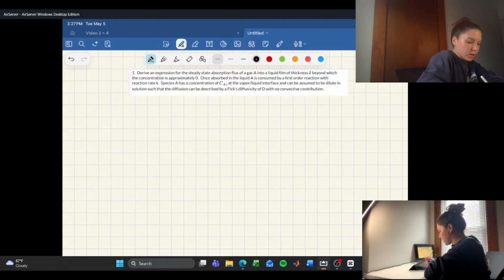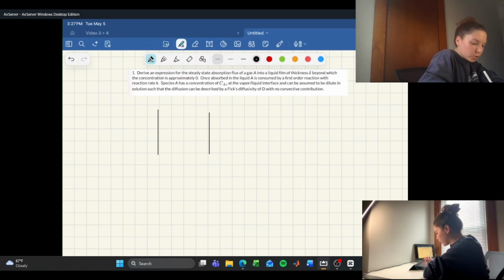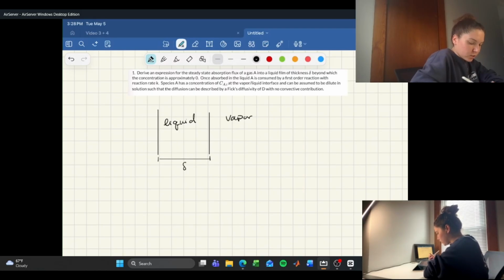So we're going to have a container, and this is all going to be liquid. This is all going to be vapor. And then this part is the film thickness, delta. And then on the left side here, the concentration of A will be equal to 0.